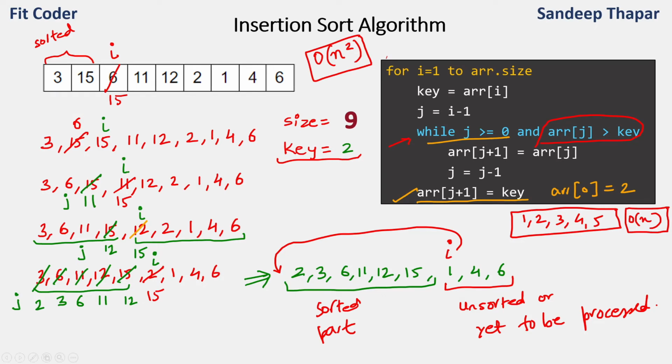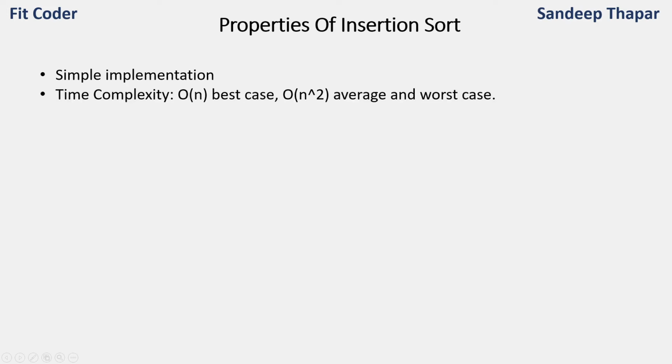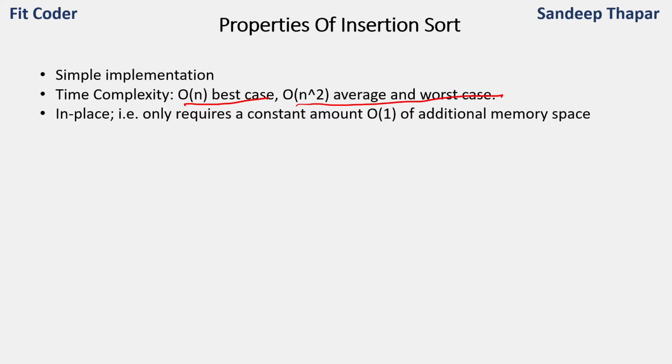So once you have seen how the insertion sort algorithm works, let's take a look at a few of the properties of this sorting algorithm. So the implementation of this sorting algorithm is quite easy. The time complexity we have discussed. So best case is when the array is already sorted, so that is order of n, and the average and worst case is order of n square. So this is an in-place sorting algorithm. That means it does not use any additional space. So the space complexity is order of 1.